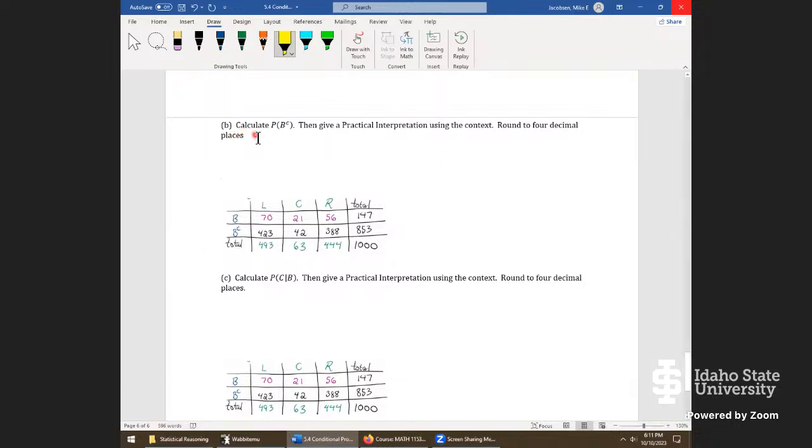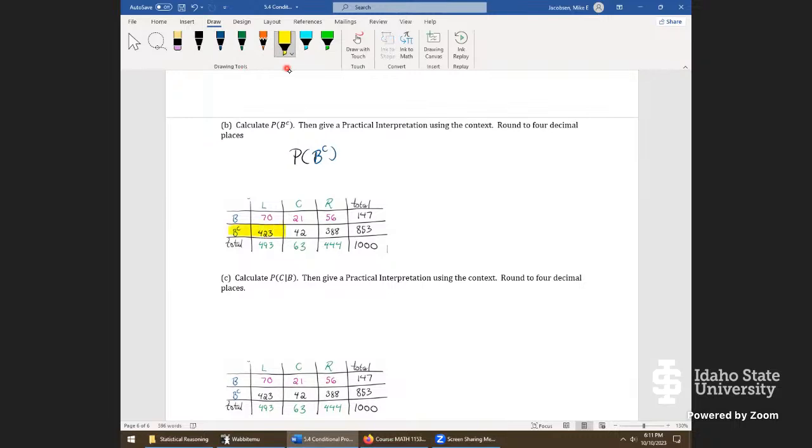On part B, it says, calculate the probability of B complement, give a practical interpretation using the context, and we'll round that to 4 decimal places. So this one is a little bit weird. Usually we have, say, an intersection or a union or even a conditional probability to work at. This is only, I think, the second time in these notes that we've had to deal with something like that. But the way it goes is actually pretty fast. Probability, B complement.